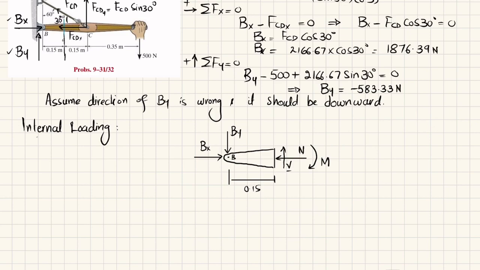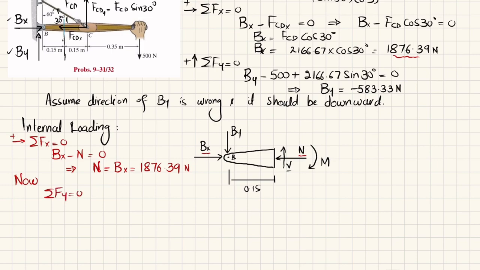The first equation is that the sum of all forces along the x direction must be equal to 0, and force in this direction is taken as positive. So Bx is positive while N is negative. So Bx minus N is equal to 0. It means that N is equal to Bx, and Bx is 1876.39 Newton.